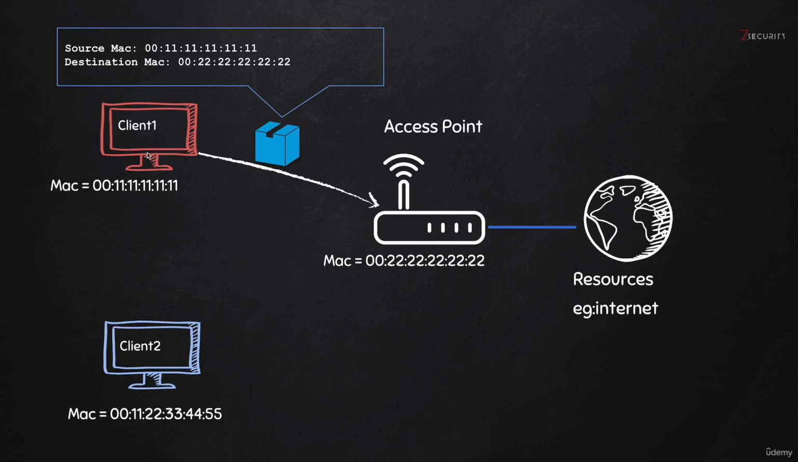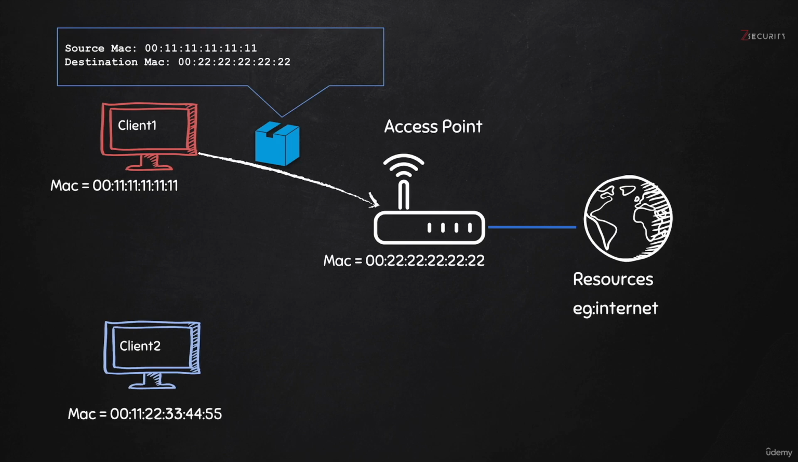So in this example, we have the client, it has this MAC, we have the access point, which has this MAC. And as an example, if this client wanted to send a packet to the router, it will set the destination MAC to the router's MAC address.